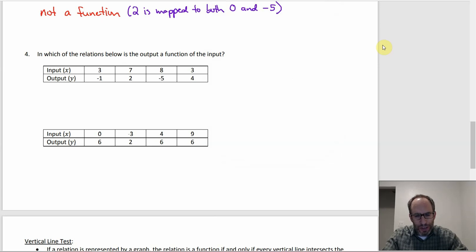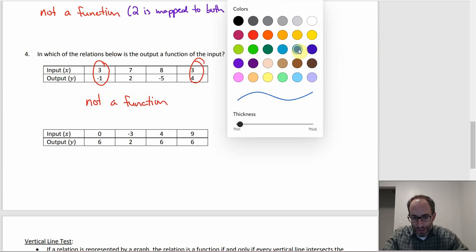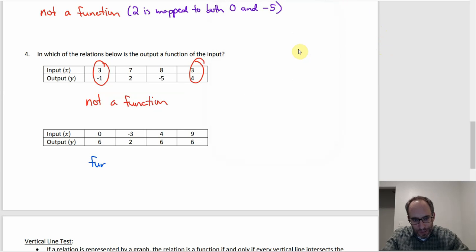So 3, 7, 8, and 3. The first and last ones have 3 as the x value, and they got different y values. So this is trouble, right? Because now we got same x value getting mapped to 2 different things. So this one is not a function for that reason. But then if you look at the one on the bottom, 0, -3, 4, and 9, they're all different. So that's okay. So then this one is a function. That one's fine.